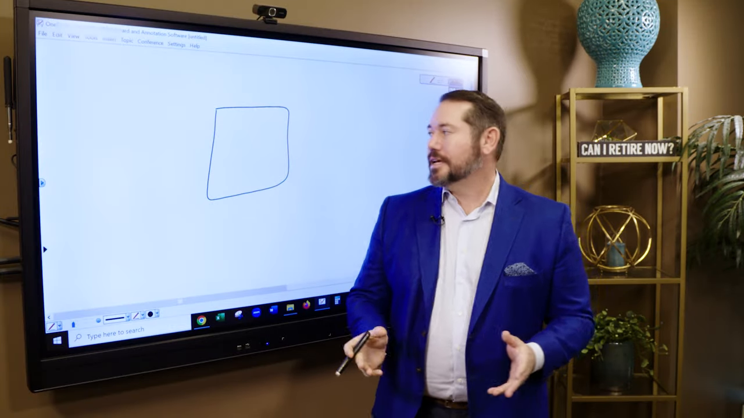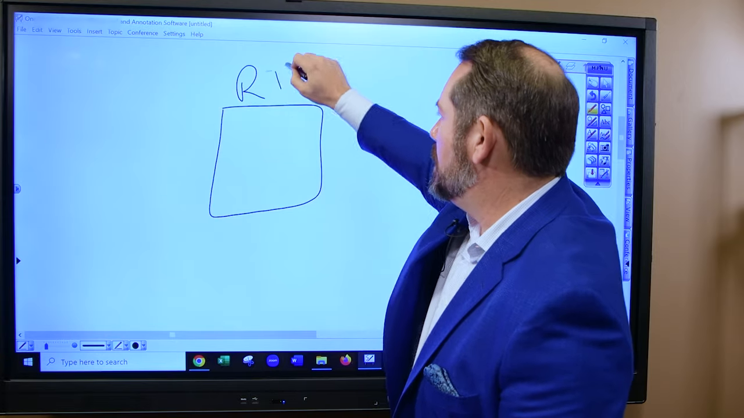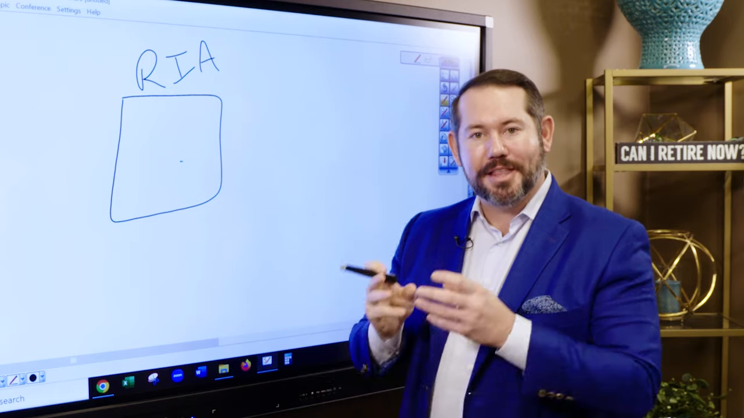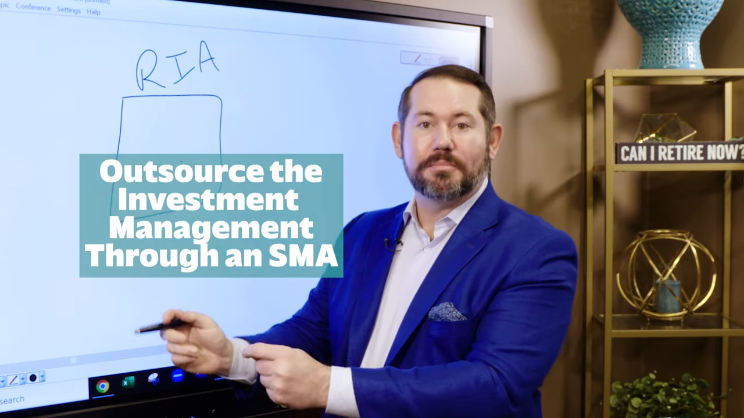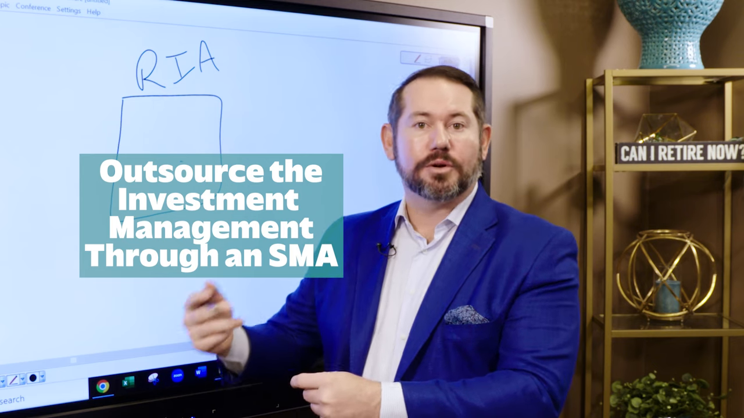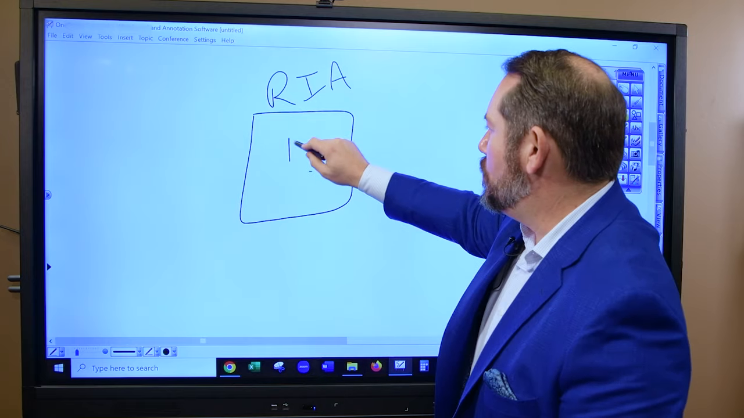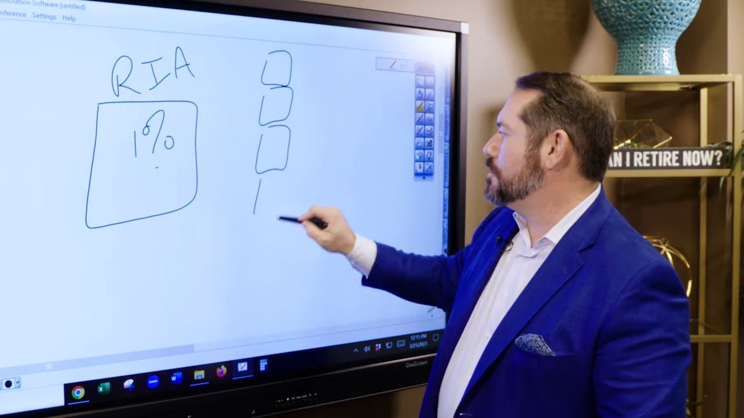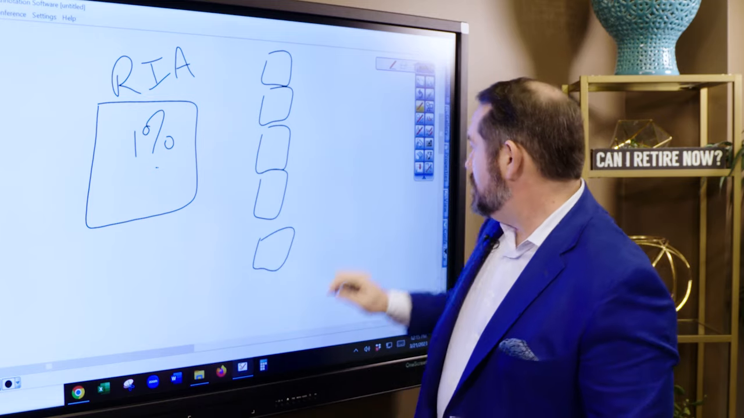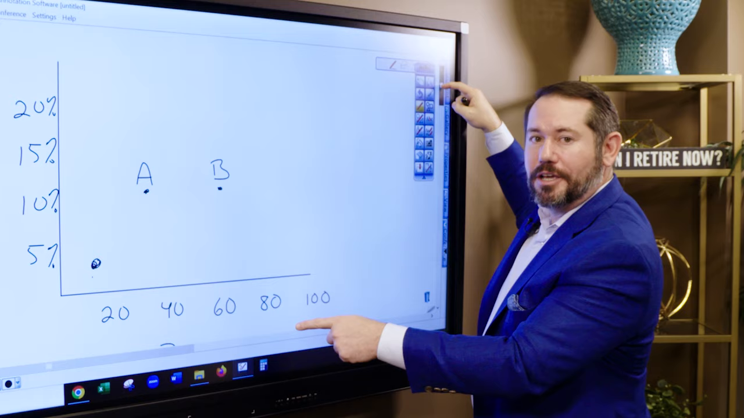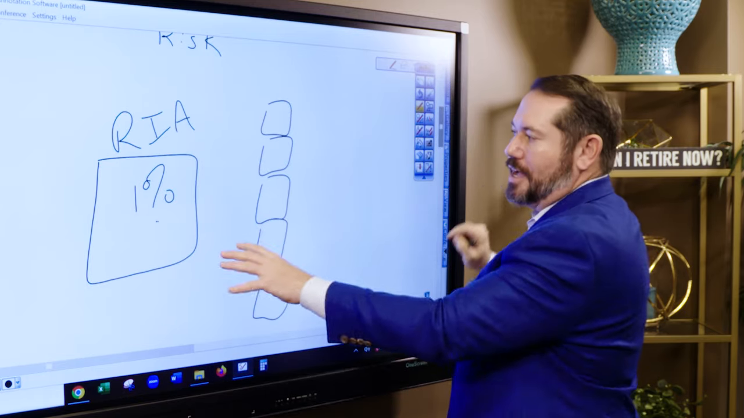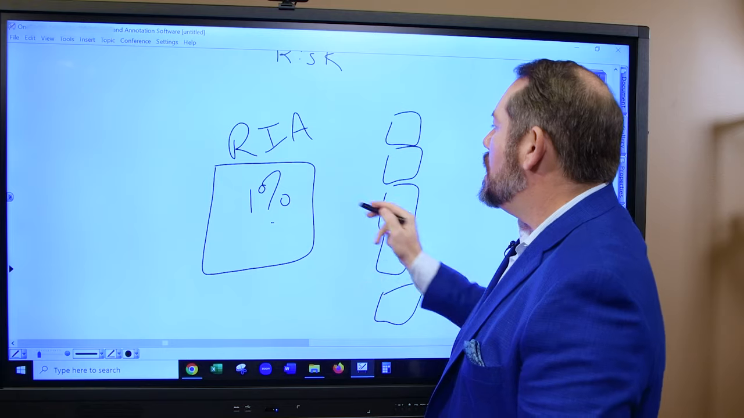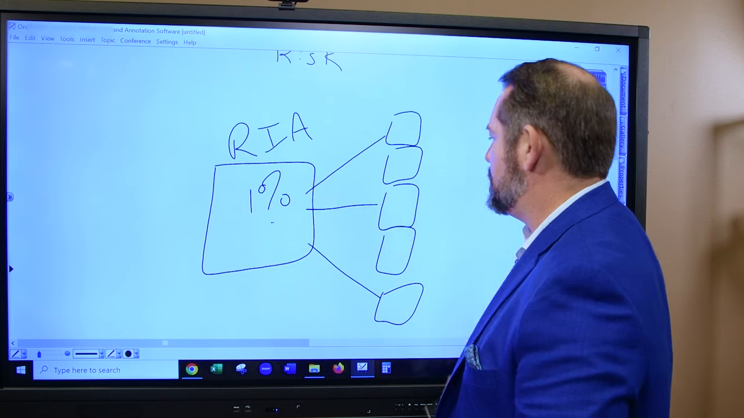But what we see a lot is when you have the RIA, where you go and meet with the advisor, but then they don't construct that portfolio in-house, they outsource the investment management through what's known as an SMA, or a separately managed account. So you pay 1% to your advisor, but then your advisor has all these different choices of portfolio managers to do this type of calculation for the portfolio. And then the advisor chooses the portfolio based on either the statistics or their relationship with the manager. And then they may put some of your money here, some of your money here, some of your money here.